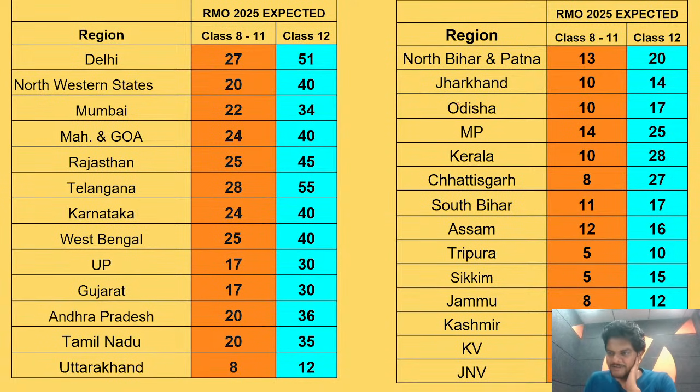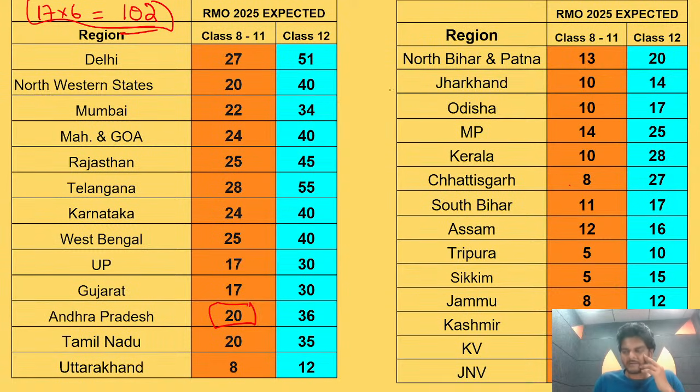Where cutoff was one? Okay. Where was cutoff one? I'm not sure. These are the expected cutoffs, based on the team's research, mainly Abhay, Chetan sir and Parveen sir. I'm from Andhra Pradesh, and it is out of 17 into 6, which happens to be 102. This marks is out of 102, right? So you have to have a look.